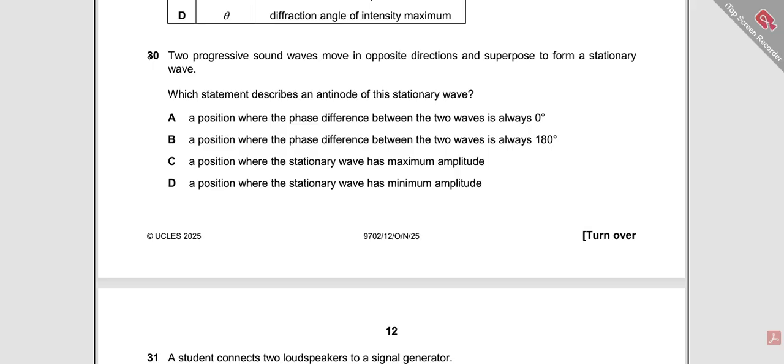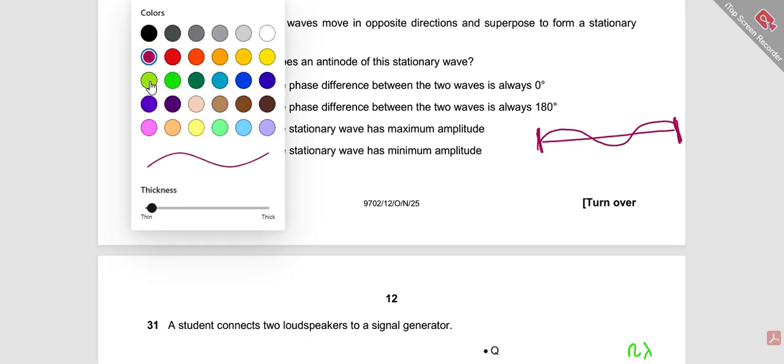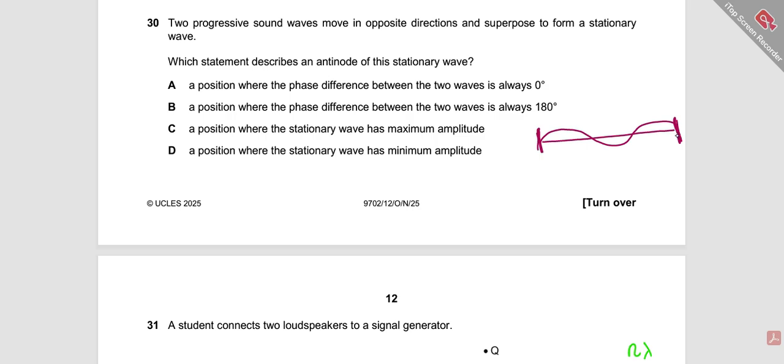Then in question 30 it says two progressive sound waves move in opposite directions and then they superpose to form a stationary wave. Which statement describes an antinode of the stationary wave? Remember we said that, let's say, this is the starting point, this is the ending point, and let's say the stationary wave that forms is this one. And we said that the wave travels along the medium, reflects off the boundary, and with a 180 degree phase difference it comes back into the medium traveling in the opposite direction.